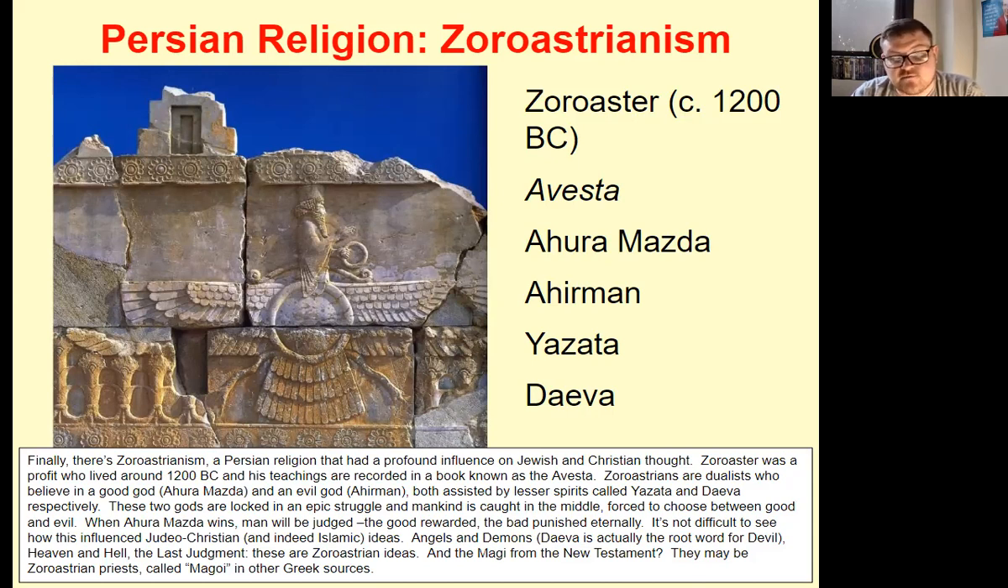It is not difficult to see how this influenced Judeo-Christian and indeed Islamic ideas. Angels and demons, a root for the devil, and heaven and hell, the last judgment. These are Zoroastrian ideas. And the Magi from the New Testament may be Zoroastrian priests called magi in Greek sources. So in other words, Zoroastrianism had a huge impact on the development of Judaism as a belief in the world.